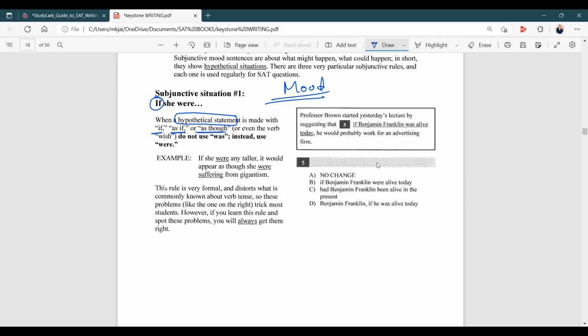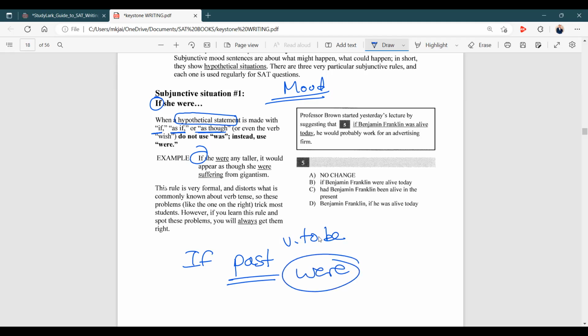Nagam and Hannah. Okay, so here, if she were any taller, it would appear as though. If she were, why were? Because that's a hypothesis. She's not taller. Okay, that's a hypothesis. I assume. Okay, so if here appears with the past. Okay, and when it's verb to be, make sure that it's always were, even for third person singular. She were, he were, they were.